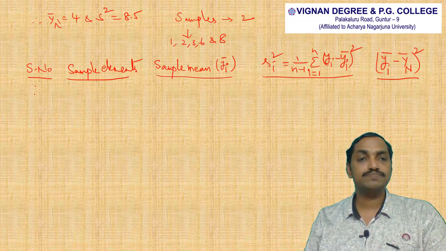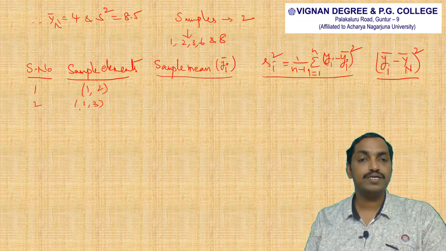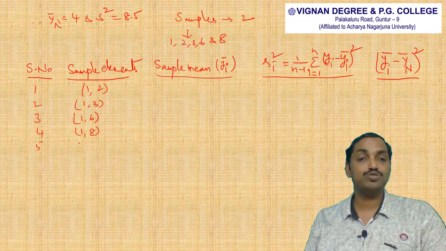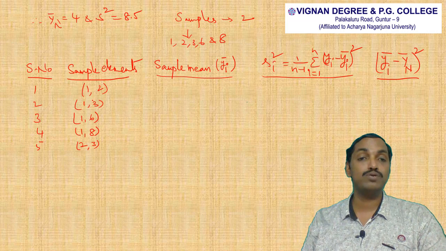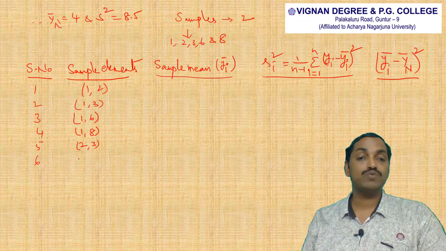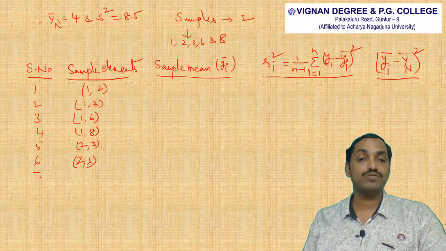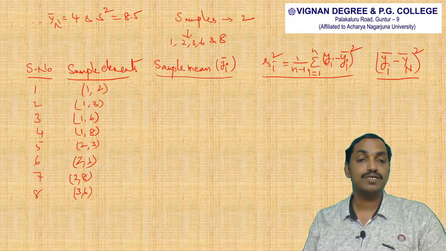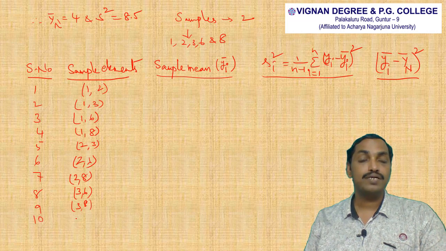Now the first sample is 1, 2, second sample is 1, 3, third sample is 1, 6, fourth sample is 1, 8, fifth sample is 2, 3. We do not consider 2, 1 here because 1, 2 and 2, 1 both are same. So sixth one is 2, 6, seventh one is 2, 8, eighth one is 3, 6, ninth one is 3, 8, 10th one is 6 and 8.